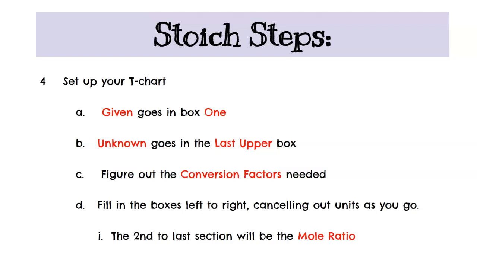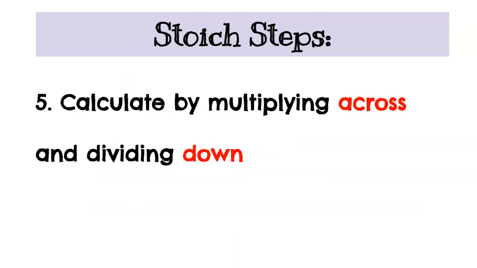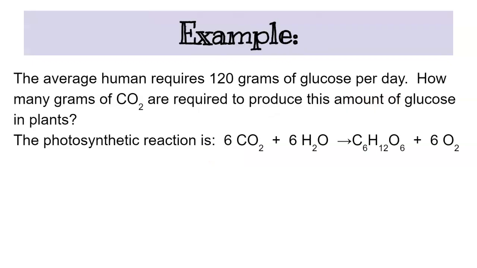Okay, we'll need our conversion factors, and then we'll fill in the boxes to cancel out, just like we've been doing. Okay, these are just conversions, but we're just adding multiple steps in. Okay, then we will calculate by multiplying across and then dividing. Okay, same thing we've been doing, just a little bit more intense today.